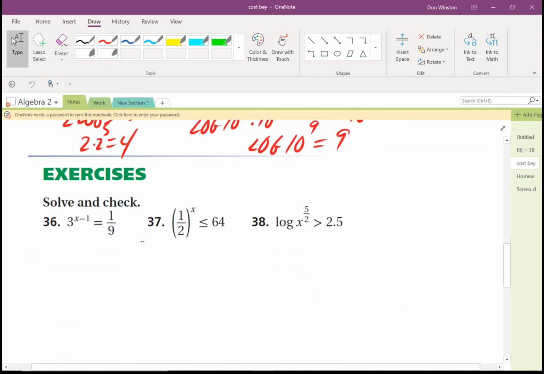Number 36, let's find a common base. Here I have 3 to the x minus 1 equals 1/9, so I have to ask myself, how can I write 1/9 as base 3? Well, remembering your rules for negative exponents, 1/9 is 3 raised to the minus 2. And so that's 3 raised to the x minus 1 equals 3 raised to the minus 2. The bases are the same. You set the exponents equal to each other and you just solve. So x minus 1 equals negative 2, x equals negative 1.